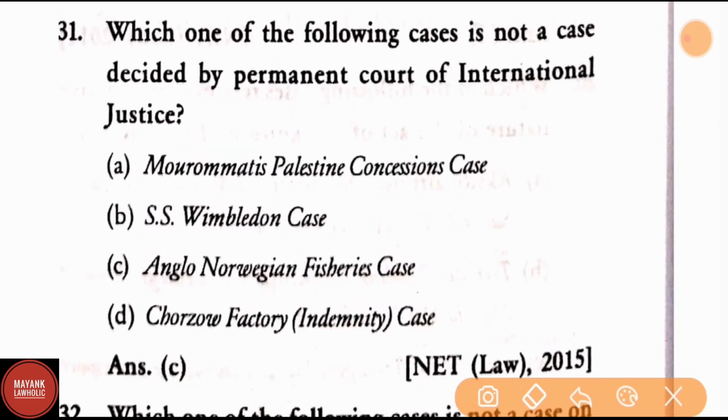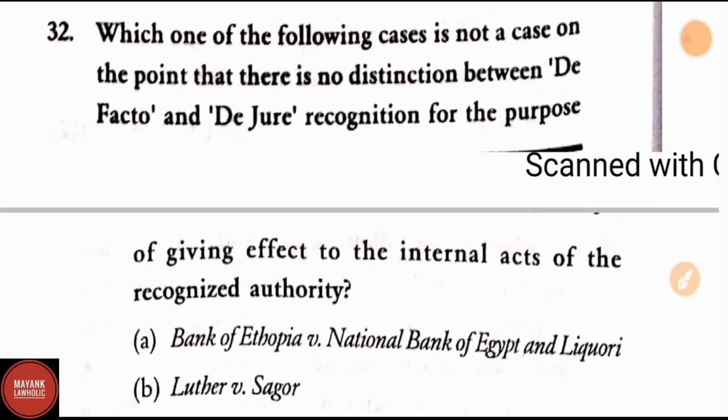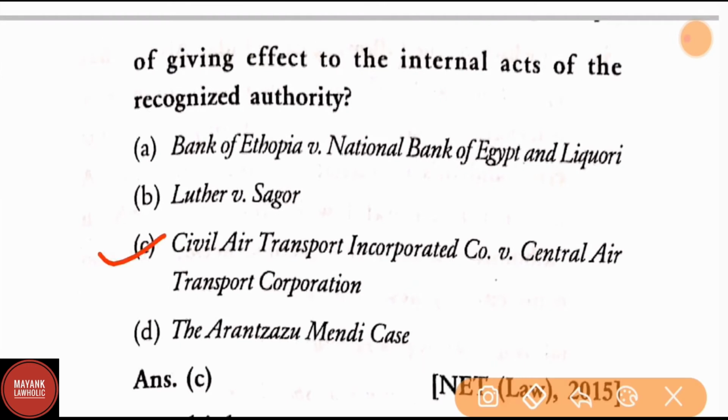Question number 31. Which one of the following cases is not a case decided by the Permanent Court of International Justice? It was held in the Anglo-Norwegian Fisheries case. Question number 32. Which one of the following cases is not a case on the point that there is no distinction between de facto and de jure recognition for the purpose of giving effect to the internal acts of the recognized authority? It was held in the case of Civil Air Transport Incorporated versus Central Air Transport Corporation.